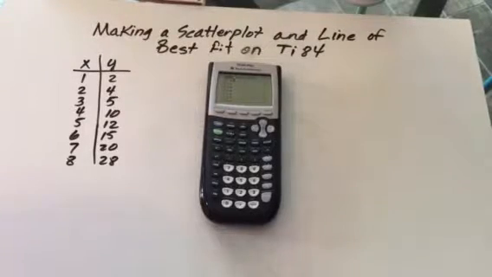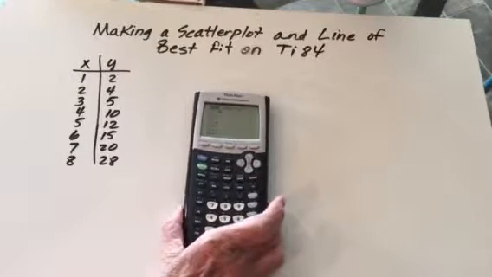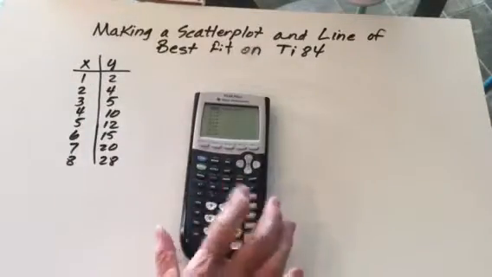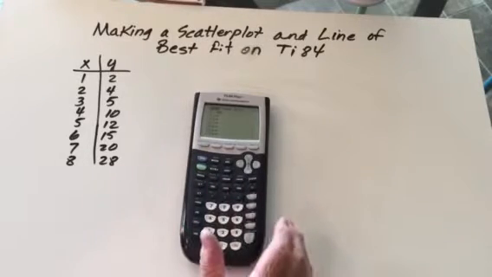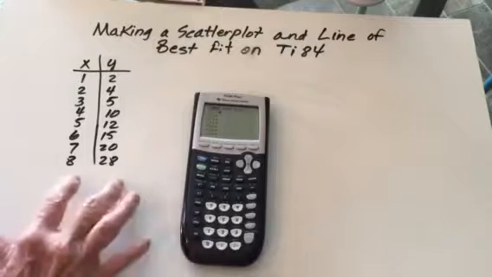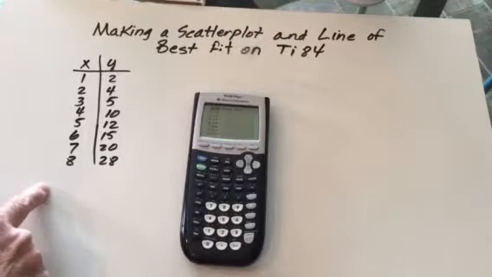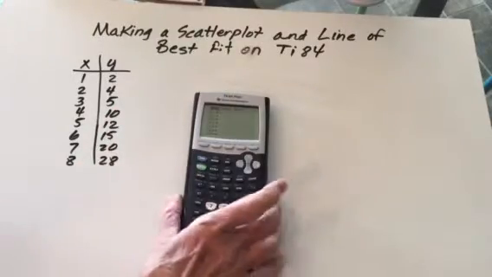In this video, I'm going to show you how to make a scatter plot on the TI-84, and then the TI-84 will actually draw a line for you, a line of best fit, and I'm going to show you how to then take that line and actually make the equation from that line. Now, the first thing you have to have is data points. So I have a bunch of XY coordinate pairs here that we're going to enter into the calculator.